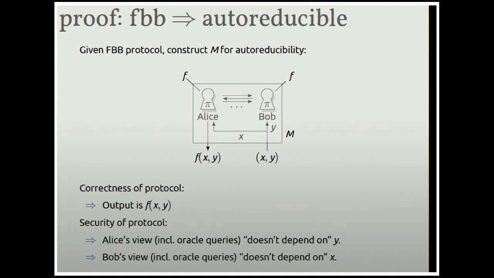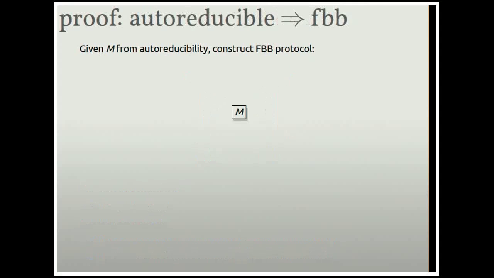The security of the protocol says that Alice's entire view, in particular her queries to her oracle, should be independent of Y. If you know secure computation, you know what "doesn't depend on Y" has to mean at this point. Similarly, Bob's oracle queries, because they're part of his view, can't depend on Alice's input more than on f of x, y, for instance. So that's one direction of the proof. That didn't take very long. That's good. Let's try the other direction, see how far we get.